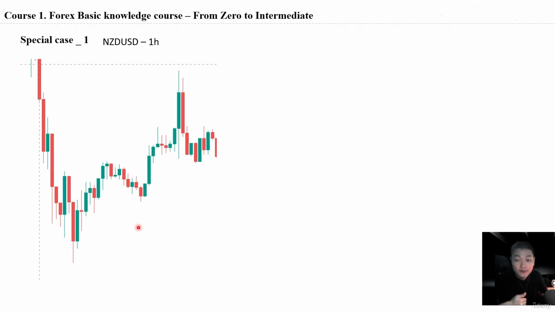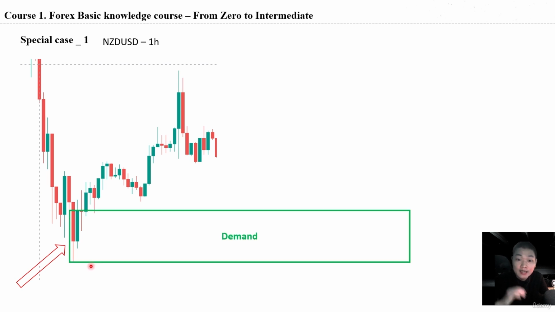The first one is my favorite pair, New Zealand dollar on the 1 hour time frame. Look at this peak and this low: you can see price goes down very strongly, and the first candle is quite big compared with the second candle. For this case you can define the demand zone, because after the first up candle, price goes up quite strongly, and you can see a lot of Marubozu candles. Here is the first up candle.